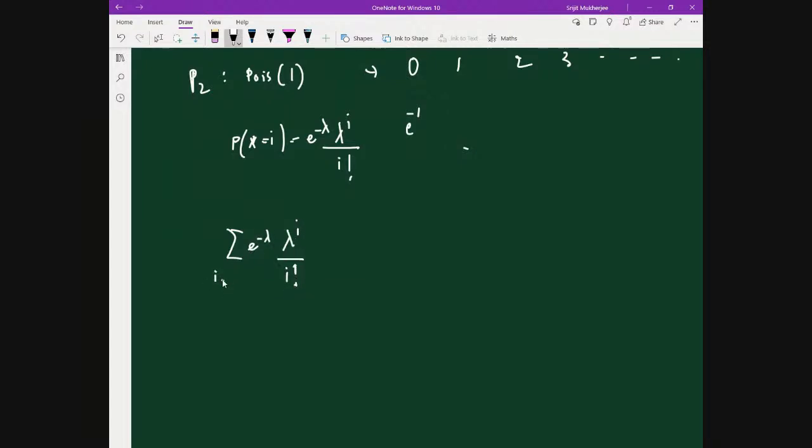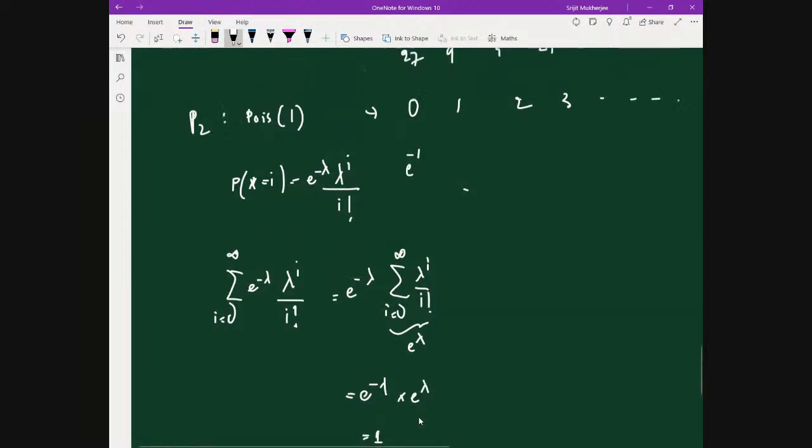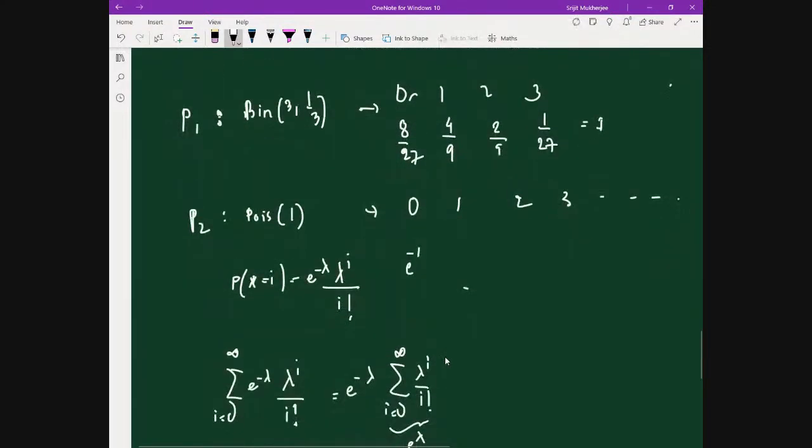If you do this, you will get e to the power minus lambda into the summation of lambda to the power i by i factorial, i from 0 to infinity. This is equal to e to the power lambda by Taylor series expansion. So e to the power minus lambda into e to the power lambda is equal to 1. So here it's e to the power minus 1. Here e to the power minus 1 into 1 by 1 factorial. Here it is e to the power minus 1 by 2 factorial. Here it is e to the power minus 1 by 3 factorial, and it continues.